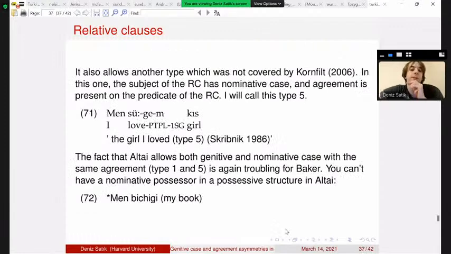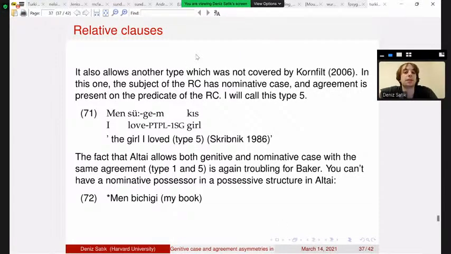It also allows another type of relative clause, which wasn't covered by Kornfeld 2006. In this one, the subject of the relative clause has nominative case, and the agreement is present on the predicate of the relative clause, which I would call type 5. So this is like Turkish.